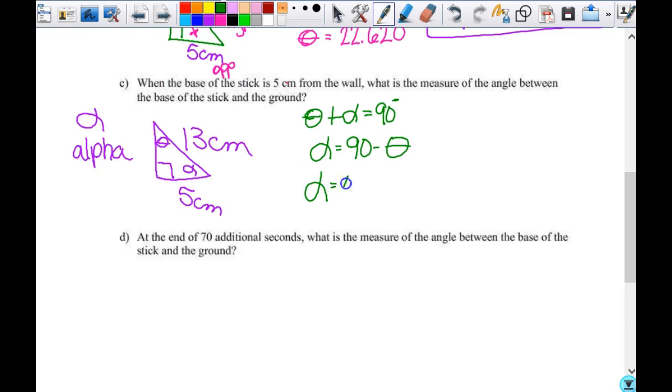So alpha equals 67.380 degrees. Everybody okay with that? Then I have to answer the question.